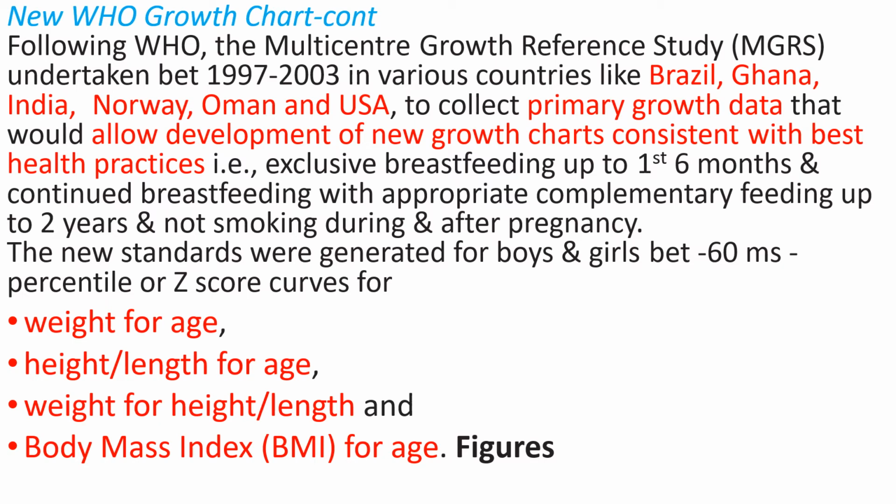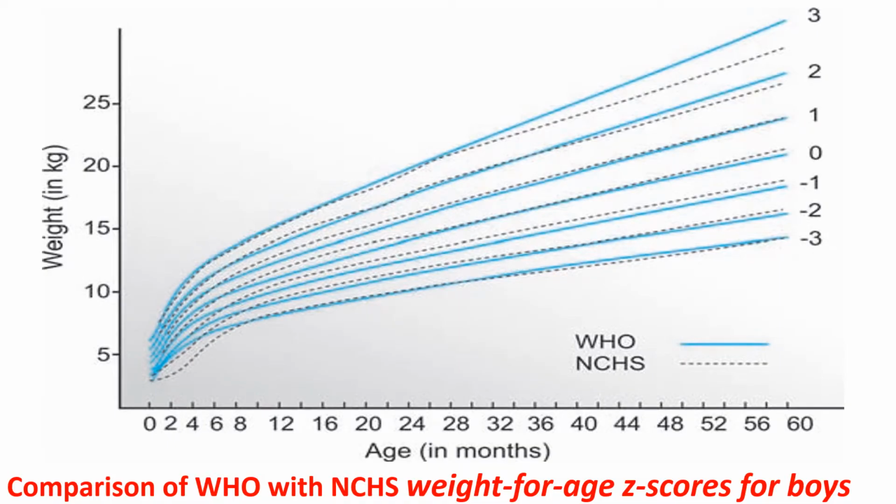The new standards were generated for boys and girls between 0 and 60 months, percentile or Z-scores curves for weight for age. These are the curves: weight for age, height or length for age, weight for height and length, body mass index BMI for age, as figures show. This is the age in months in the X axis and weight in the Y axis.